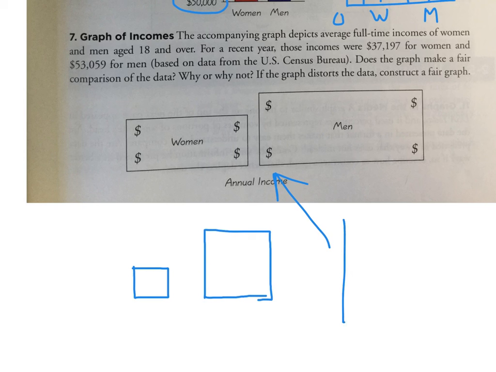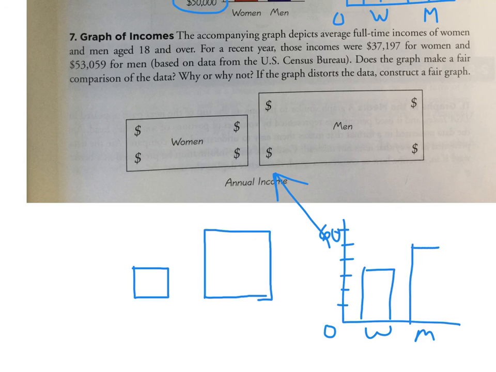How could we do it better? Probably a bar graph again. 37,053, make sure you start at 0, 10, 20, 30, 40, 50, 60,000. Let's go women and men again. Women are at 37, 10, 20, 30, about there, and men are at 53, about there. And you can see again that the discrepancy does not look as much as the dollar bills above.